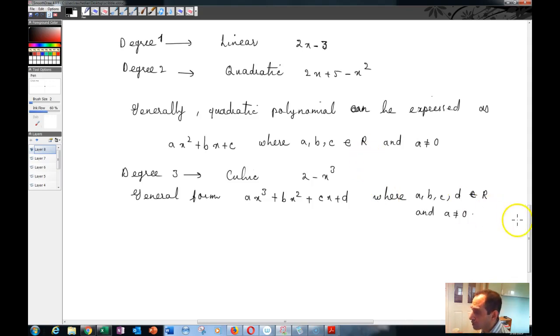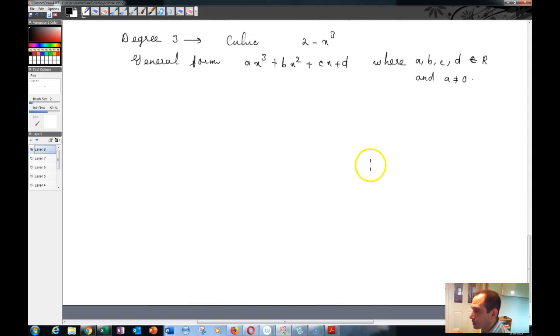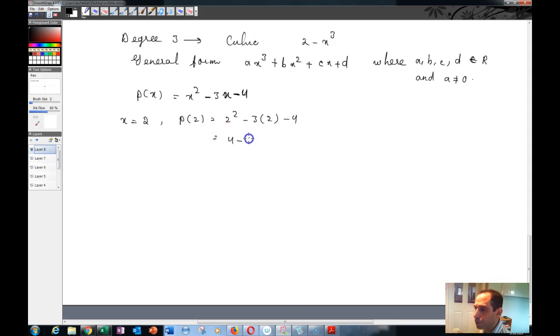Now there are also some concepts, like the value of a polynomial at some number. Let's say that you have a polynomial p of x, which is x squared minus 3x minus 4. These are simple concepts, but you need to be familiar with them. Now, if you set x equal to 2, then p of 2 is equal to 2 squared minus 3 times 2 minus 4, which is 4 minus 6 minus 4, that's minus 10 plus 4, which is negative 6. So we say that negative 6 is the value of the polynomial at x equal to 2, or p of 2 is equal to negative 6.